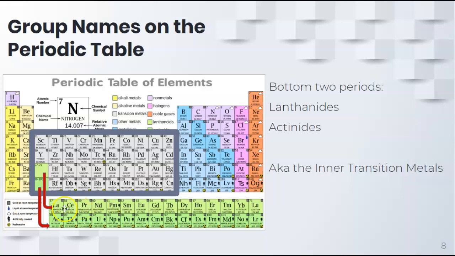This row, the 57 row, is called the lanthanides because number 57 is lanthanum. And this other row down here right below it is the actinides because number 89 is actinium. Okay.